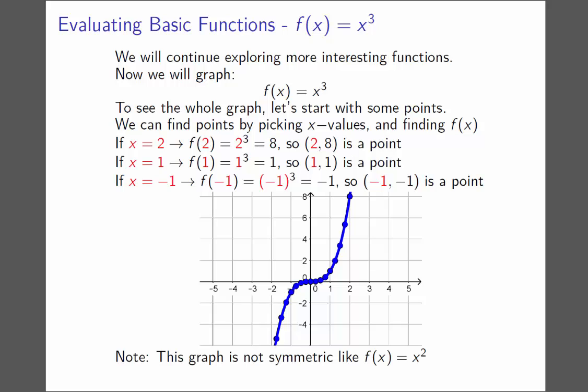It's worth noticing that this graph is not symmetric like f of x equals x squared was, where if we reflected it across the y-axis, we got the same picture. But there is some symmetry here. We call this rotational symmetry, because if we rotate the picture around the origin, we get back the same picture that we had before.